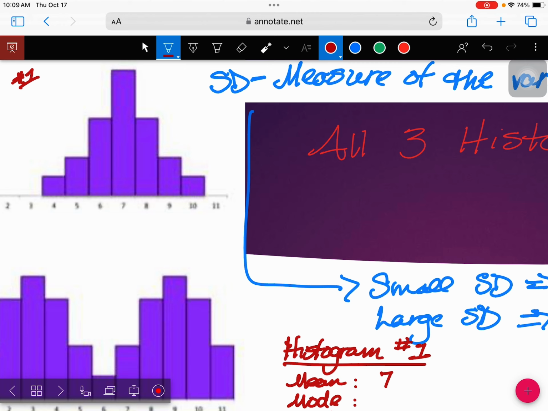So the mean, how do we find the mean? Add and divide. You add what?